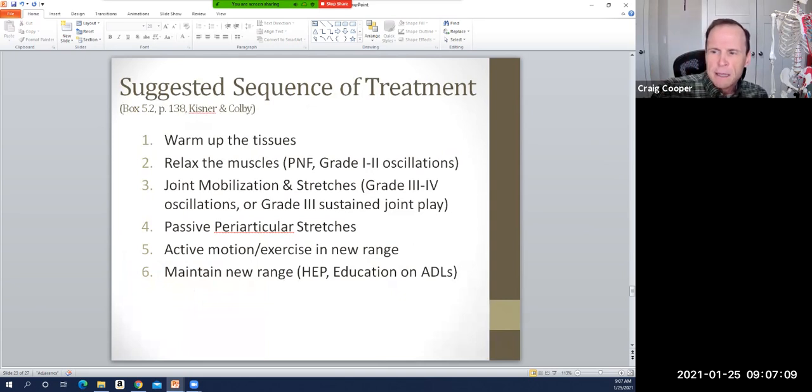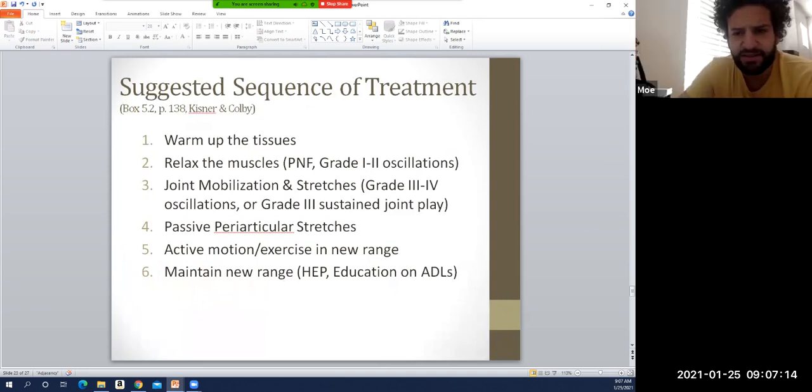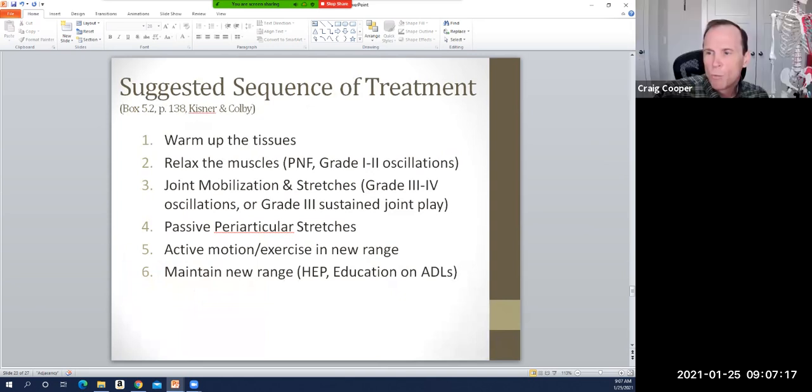So here's how we would incorporate doing mobilizations into a treatment session. We would warm up the tissues, again, whether that's with heat, with ultrasound, or with active work, riding a bike, walking on the treadmill, doing an upper body ergometer, or whatever the case would be, something low level just to get the blood flowing and get the joint moving a little bit. We want to get the muscles nice and relaxed. So if they are guarding a whole lot, then we need to help them reduce that tone a little bit, possibly using some of the PNF techniques that we talked about.